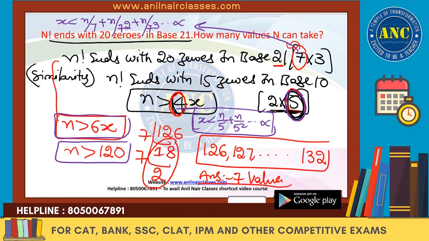What is the multiple of 7 greater than 120? 126. 7 18s are, 7 2s are, 18 plus 2 is 20. So in base system 10, I took the multiples of 5 and the remaining all 5 values. Here multiples of 7: 126, 127 and so on up to 132. I hope the idea is clear.